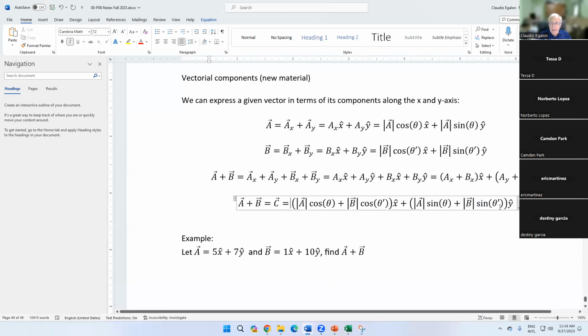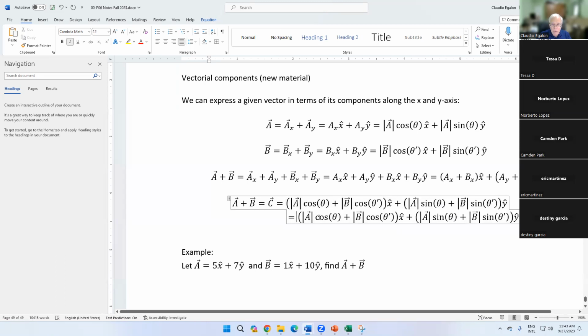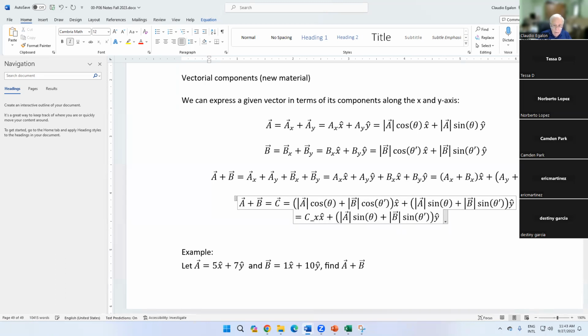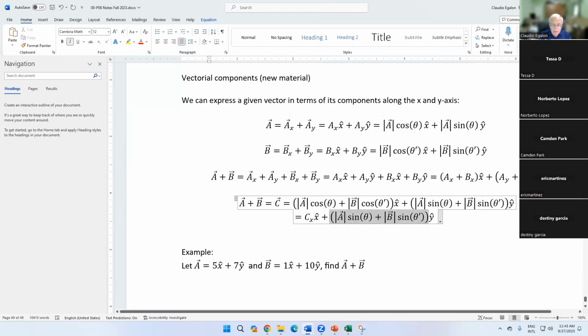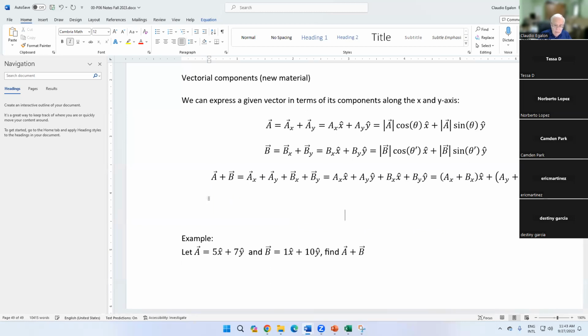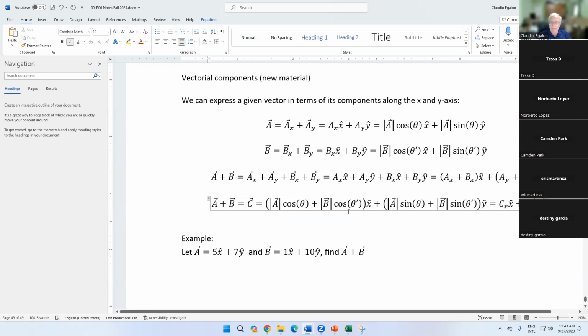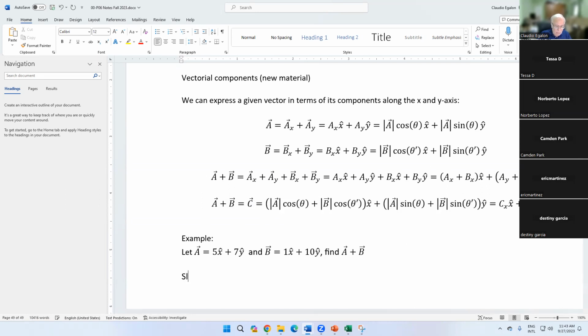Now we can say that whatever you have here is going to be the X component of C, and whatever you have here is going to be the Y component of C. Make sense, right? C can also be broken into X and Y components. Okay, we're going to solve it. Solution.